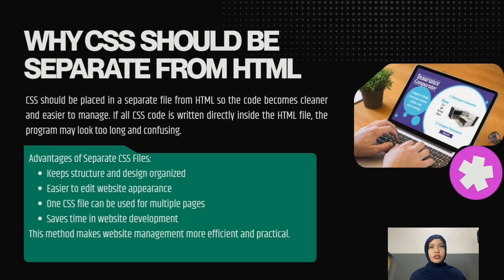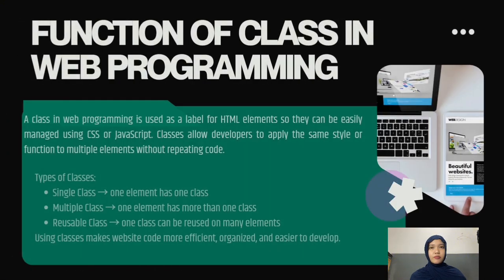Okay, next, why CSS should be separate from HTML. CSS should be placed in a separate file from HTML so the code becomes cleaner and easier to manage. If all CSS code is written directly inside the HTML file, the program may look too long and confusing. Advantages of separate CSS files: number one, keeps structure and design organized. Number two, easier to edit website appearance. And number three, one CSS file can be used for multiple pages. And the last one, saves time in website development. This method makes website management more efficient and practical.